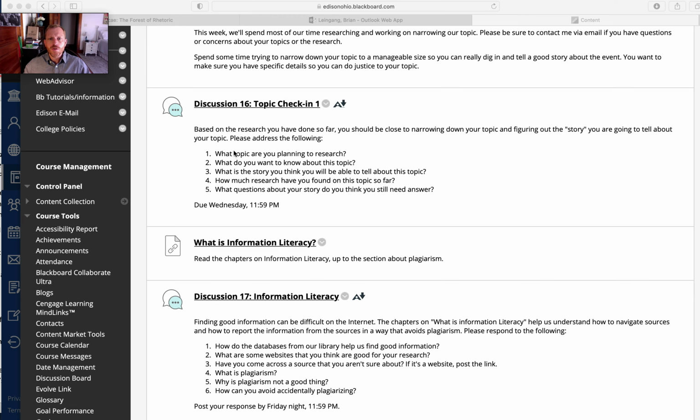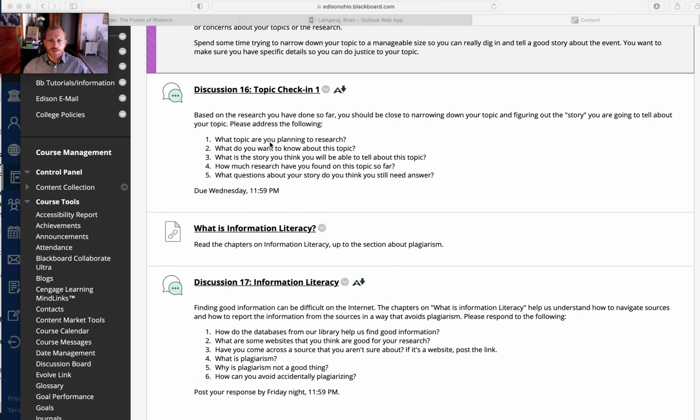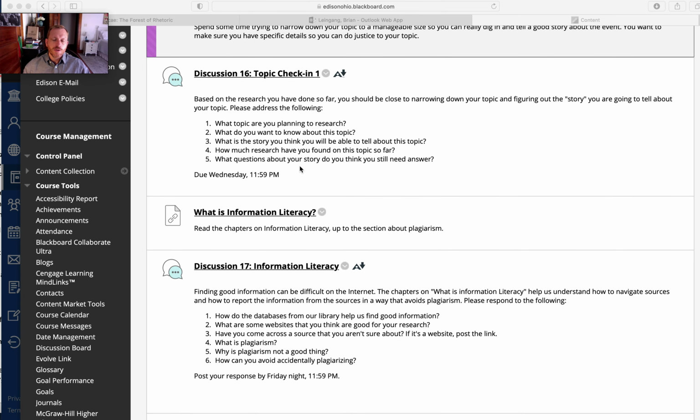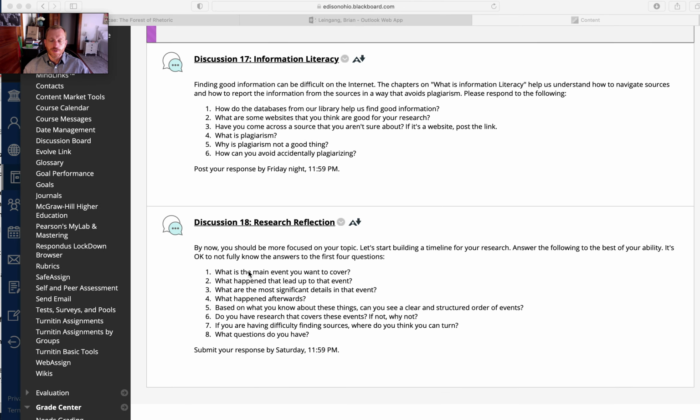This week we have two topic check-ins in addition to the information literacy. So the idea is that right now you're getting some feedback on discussion, I don't remember which one that is, 15 I think, or 14, where you posted some potential topics and you're working on providing feedback for that. For discussion topic 16, that check-in, you're kind of officially declaring what you think you want to do. You'll get a little feedback from me. I hope to get that in soon before we get into the research reflection.